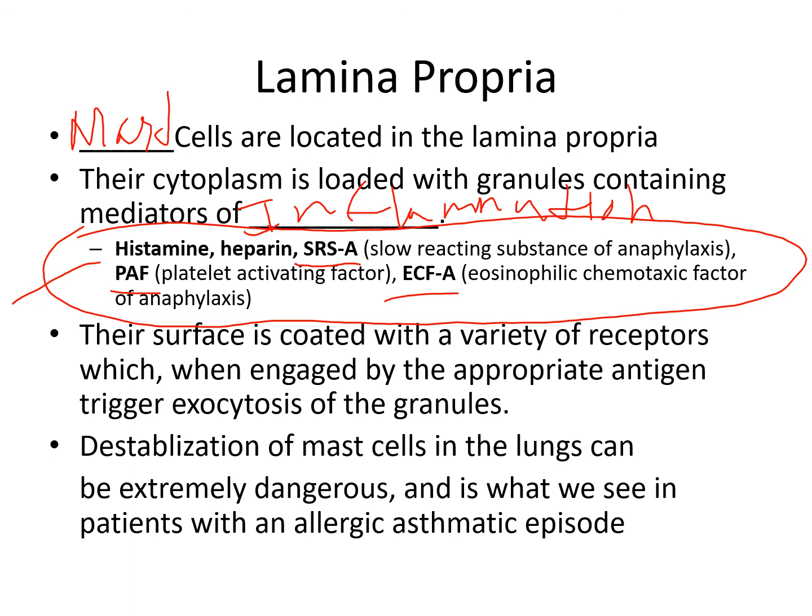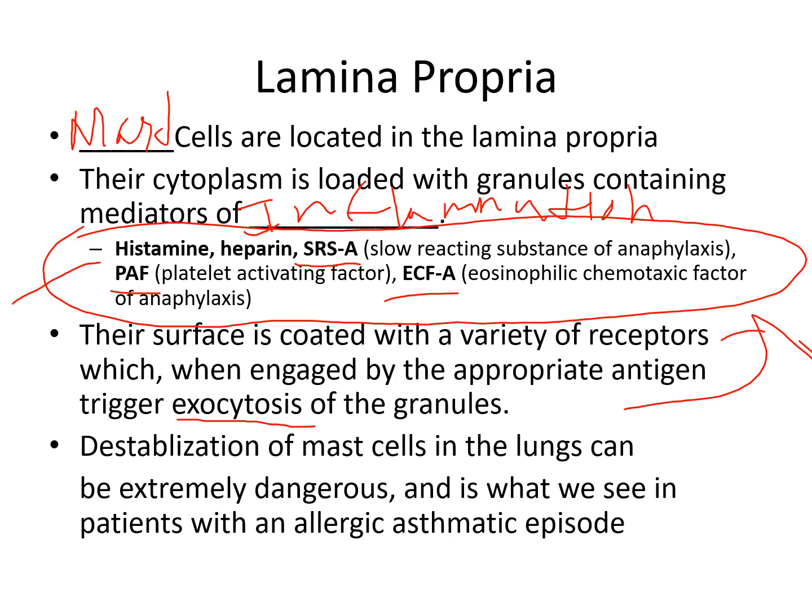So this is coated with a lot of receptors in the lamina propria that trigger exocytosis of the granules, right? Which is a fancy way of saying that it degranulates or it bursts. The mast cell will degranulate or burst. And that's what causes all this bad stuff to be released.